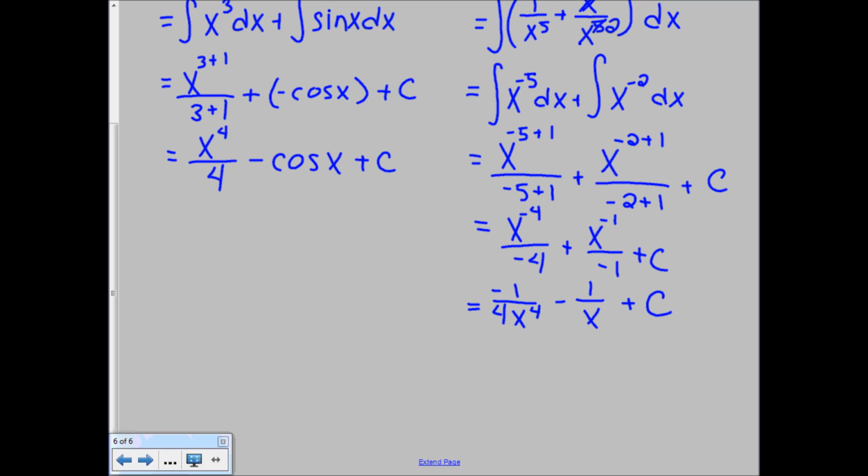So that's a really quick and basic lesson on doing simple integration. That power rule is going to be really important for you, so start memorizing it and getting very familiar with it.